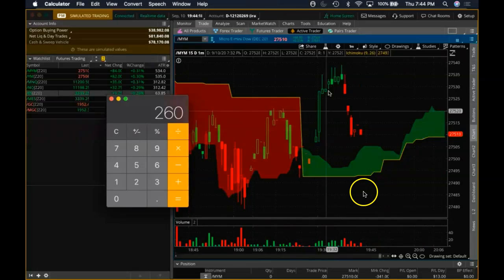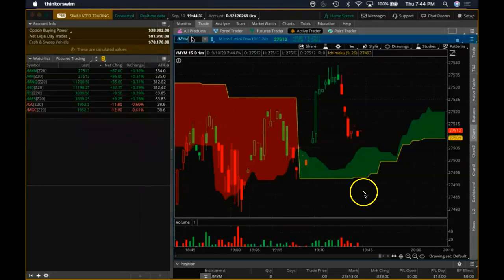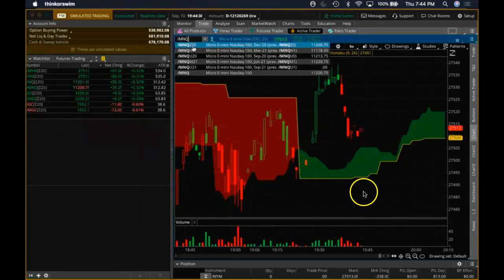Look at this, still going down. And now we just finally started to go up, and the Ichimoku started to go up. All right, you can trade this over and over and over again, and it doesn't matter. All right, so let's do it differently. Let's trade the NASDAQ, MNQ. Let's figure out how much it's going to cost us and how much money we can make.